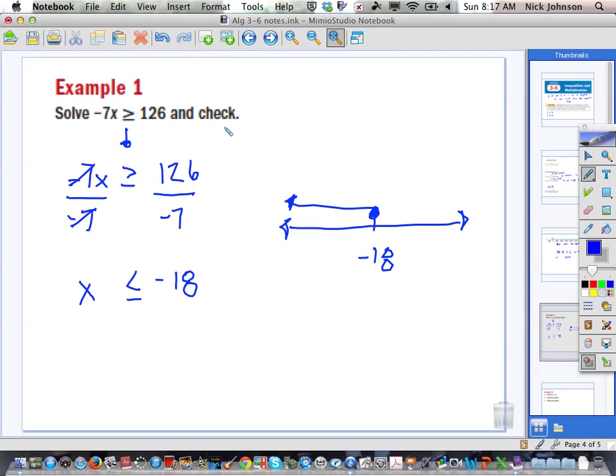It says check. If I put in 9, or maybe I should pick a number that is less than a negative 18. How about a negative 24? Is a negative 24 less than or equal to a negative 18? Yes, that works. Okay. How about if I did put in 9? Is 9 less than or equal to a negative 18? Well, no, 9's clear out over here to the right. So 9 does not work. So that would not be a solution to this problem.